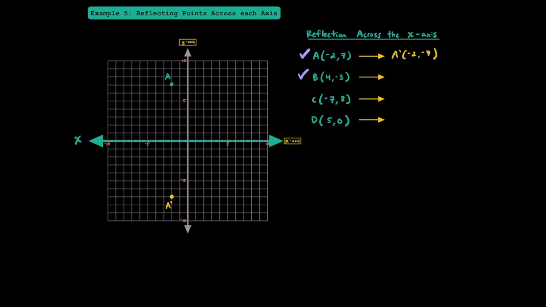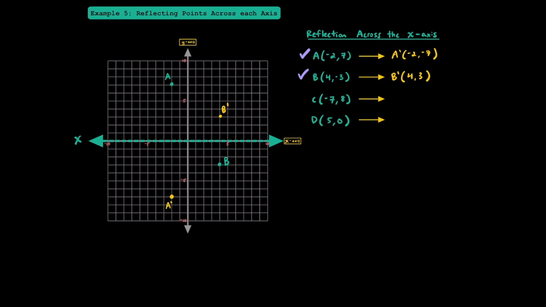Now let's look at point B, which is 4, negative 3. Point B is located over here in quadrant 4. Reflecting point B across the x-axis, it has to be 3 units on the other side of it. If point B is 3 units below the x-axis, then B prime is going to be 3 units above the x-axis. Reflecting point B across the x-axis, we can say the location of B prime is going to be 4, positive 3.